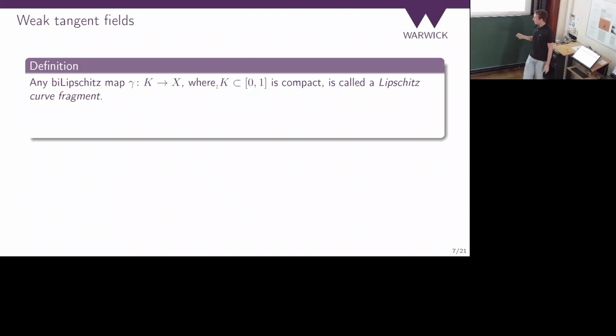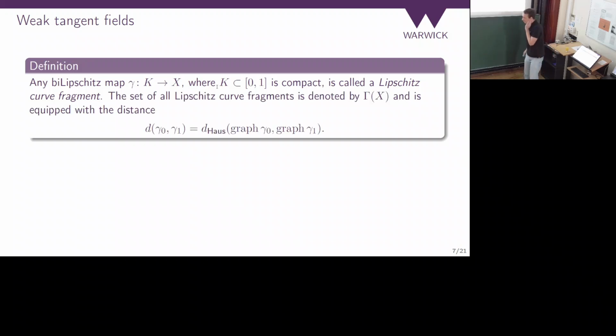You can only have a curve fragment. So the set of all of those Lipschitz curve fragments is denoted by µ-a.e.x, and it is equipped with some distance. Each graph of these curve fragments lives as a subset of x times [0, 1]. You can put a product metric on that. That will induce a Hausdorff metric, and that's what this is.